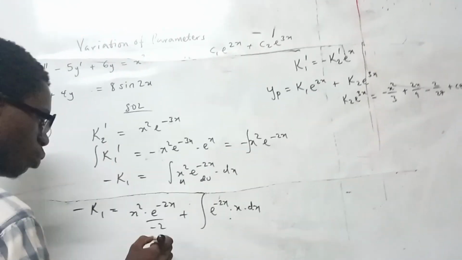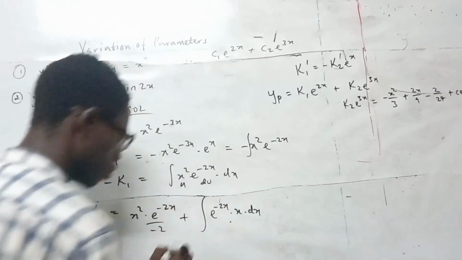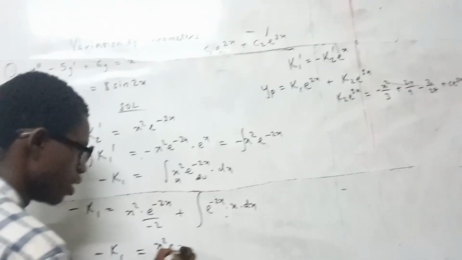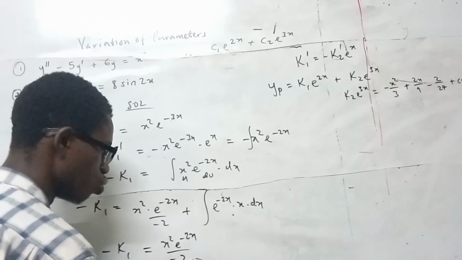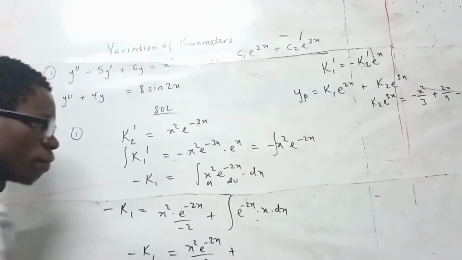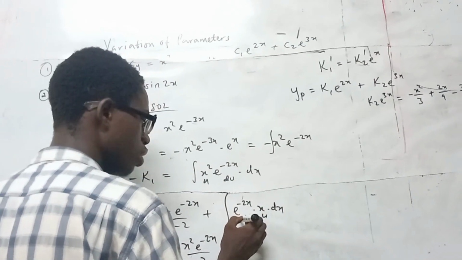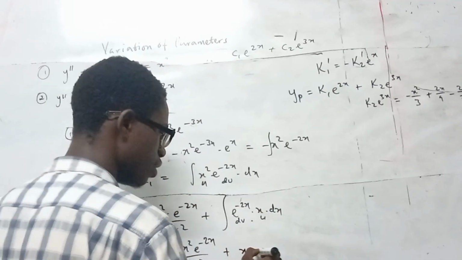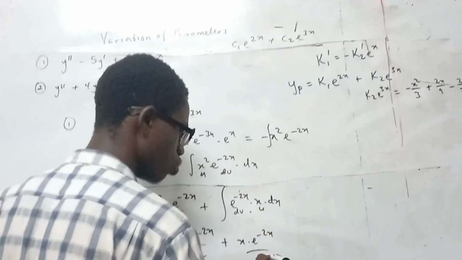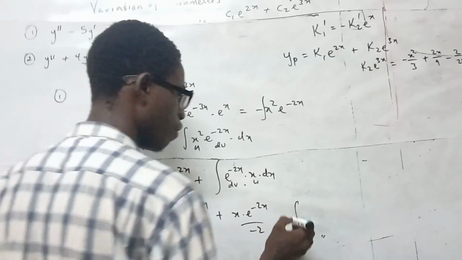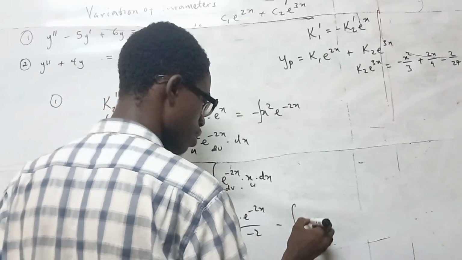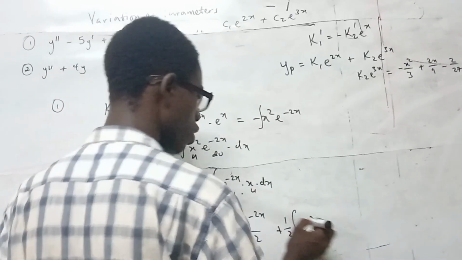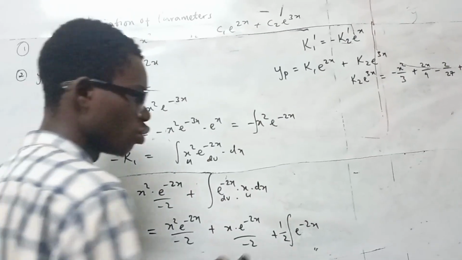So integrating this, we bring this one down and this one will turn to minus k1 equals x squared e to the minus 2x over minus 2 plus, this is u, this is dv. My u is x, my dv is e to the minus 2x over minus 2, minus the integral of v du. v is e raised to power minus 2x. This turns to 1 over 2 plus 1 over 2. Since u equals x, du equals dx.